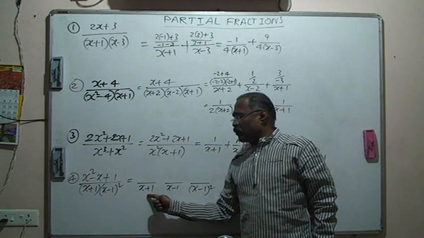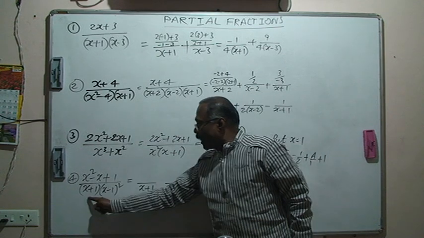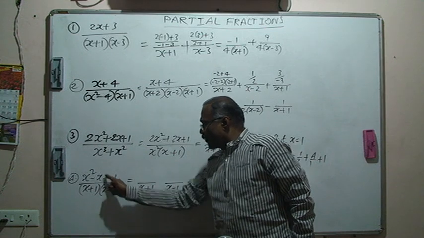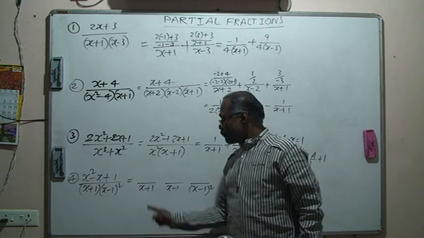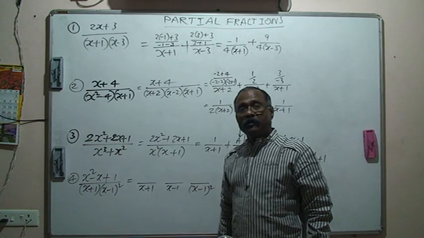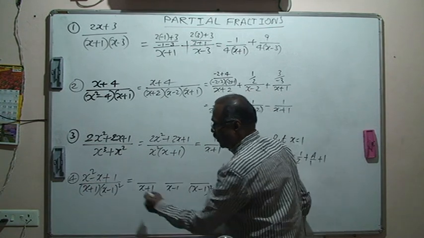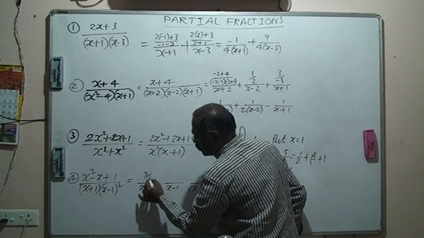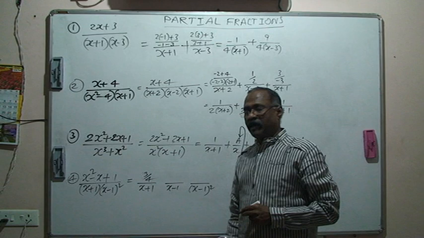Now put x + 1 equal to 0 everywhere, but not there. x equals −1. So write −1 here. 1 plus 1, 2 plus 1, 3. 3 by (−1 − 2) whole square, that is 3 by 4. It is done.